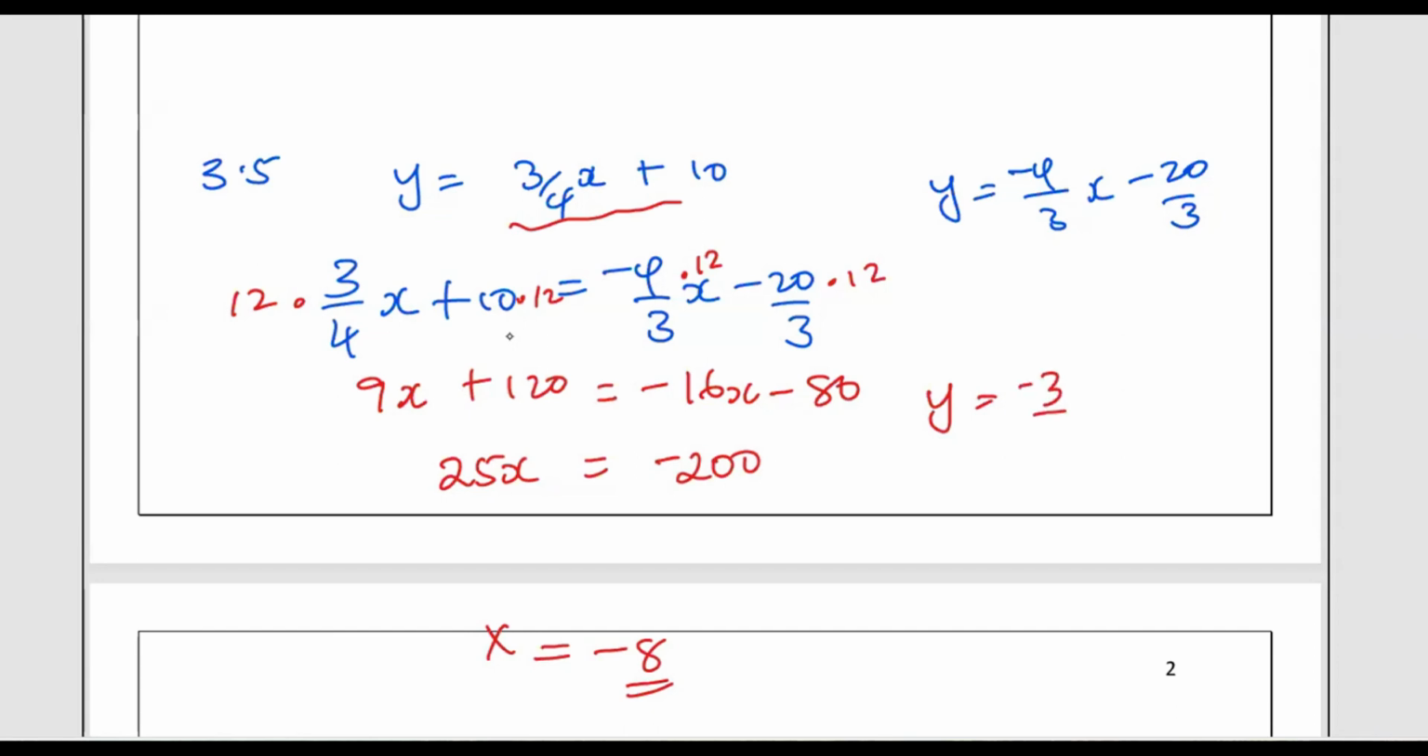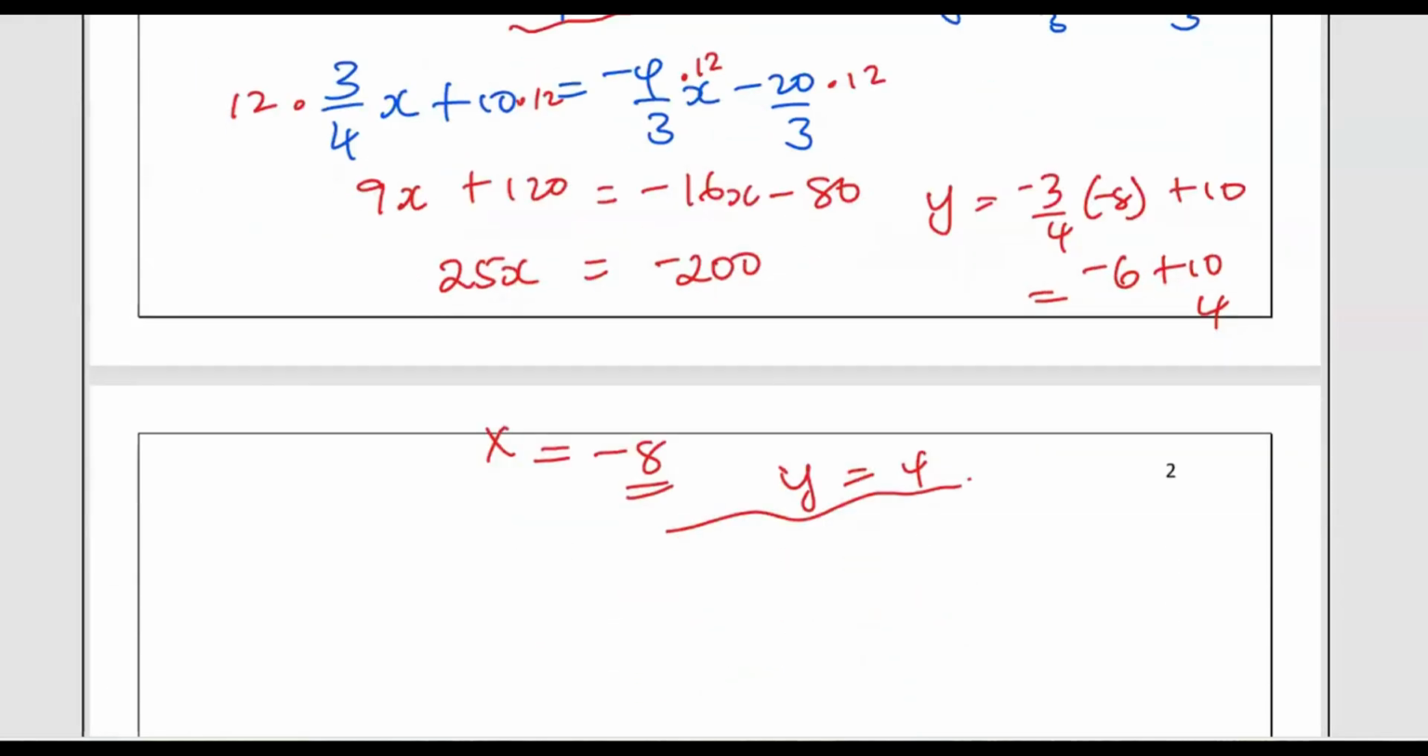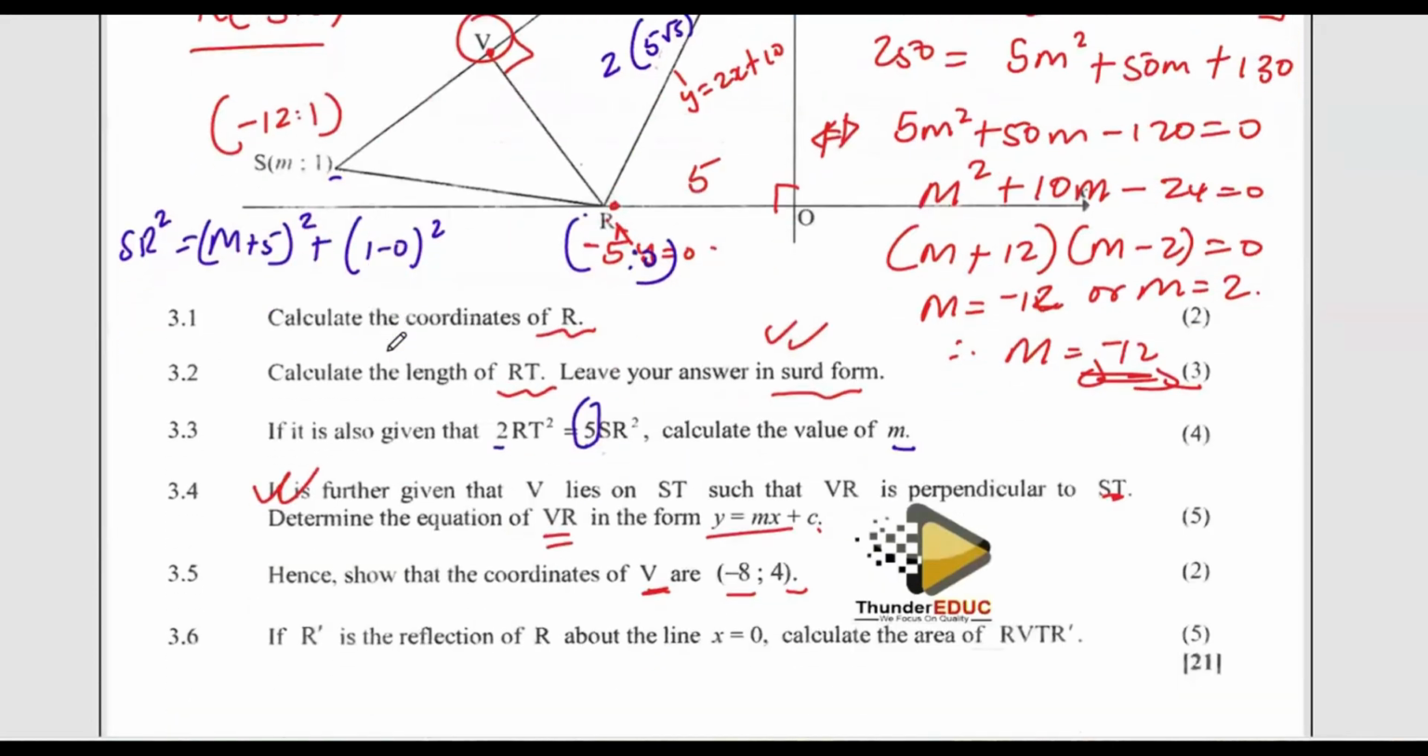I mean, for 2 marks, something is fishy here. But we have the answer, so there's no need to stress. This is going to give us -6 plus 10, which is 4. So y becomes 4. That is how I would have proved it. If you have a shorter way, please feel free to share with us in the comment section.